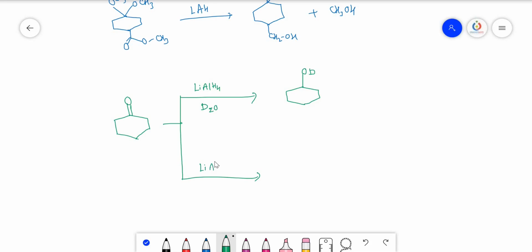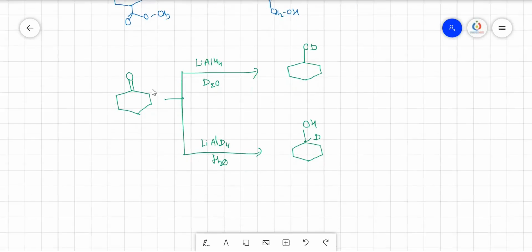But next time use lithium aluminum deuteride, means instead of the hydrogens use the deuterium. Now use the H2O. So actually lithium aluminum deuteride is giving the D minus ion. D minus ion has to attack the carbon atom of the functional group. So that here D will come, and O minus will be there, no? So that O minus will get the hydrogen from the water. So that OH. So this is the main difference of this particular reaction, to make you understand.